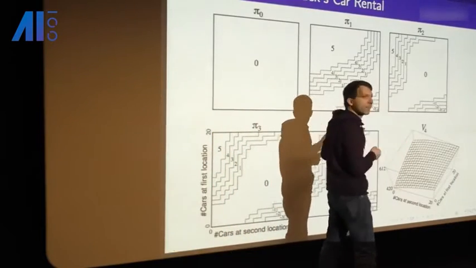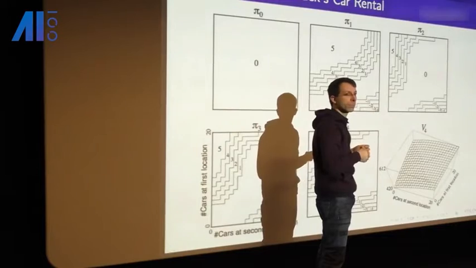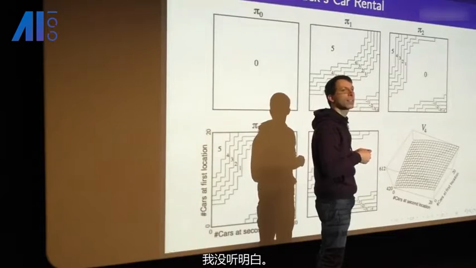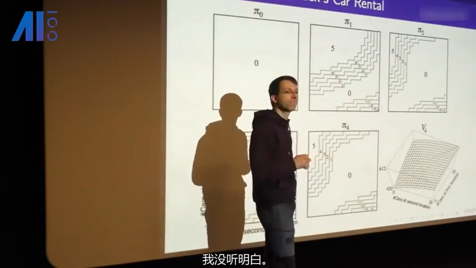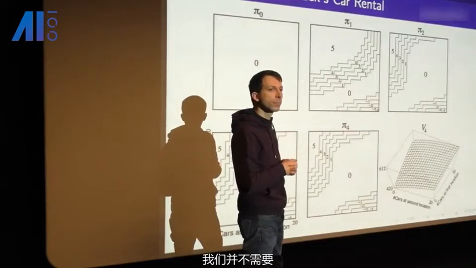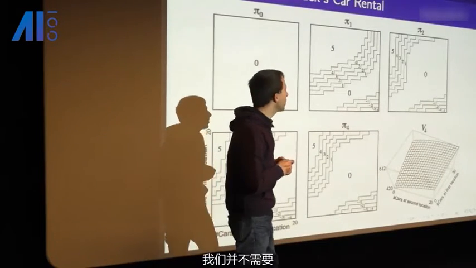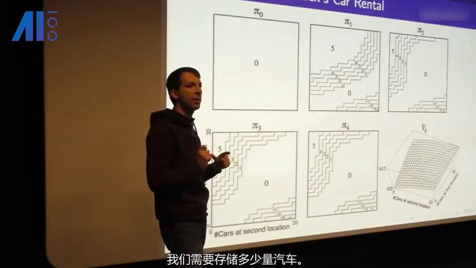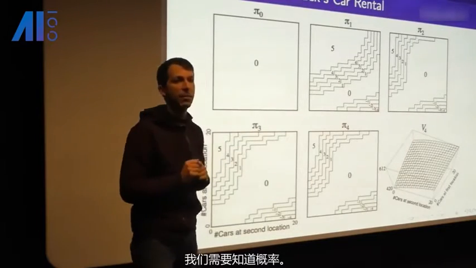returned. But we have assigned probabilities for how many cars are rented and returned, right? I didn't understand the question, sorry. So, to estimate the next step, we need to know how many cars were rented and how many were returned. We don't need to know exactly how many. So the question is, do we need to know how many cars were rented or returned, or just the probability on this? So we need to know the probabilities. Yeah.